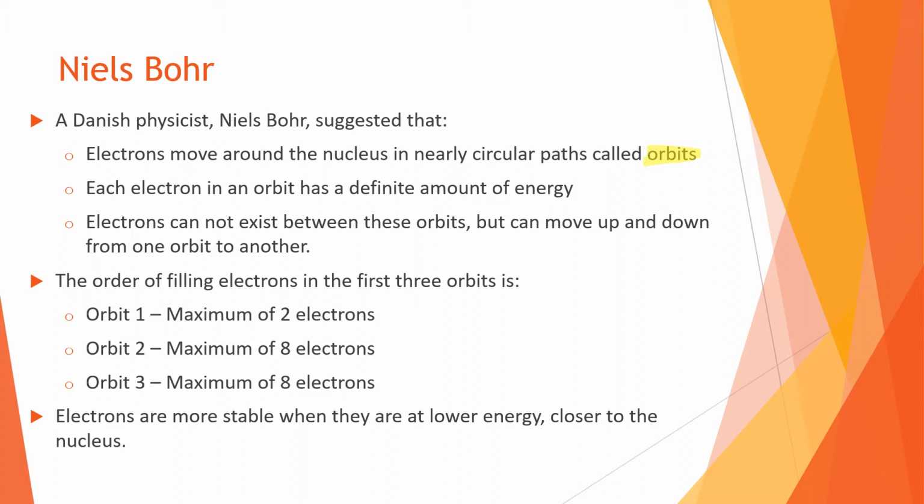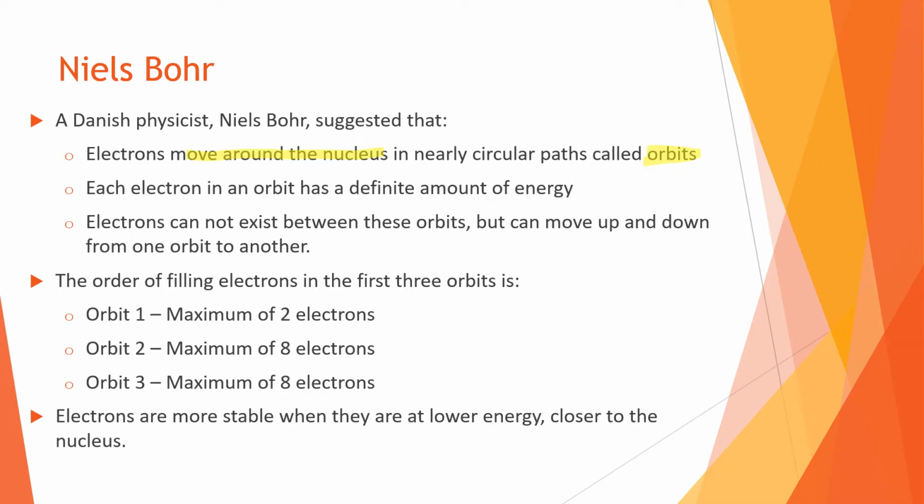Okay, so key here again is that electrons are moving around the nucleus in the orbits. They're not located in the nucleus. They move around the nucleus. Electrons cannot exist between orbits, so they don't exist in the empty space between orbits, but they can change orbits by jumping up and down between them from one orbit to another.